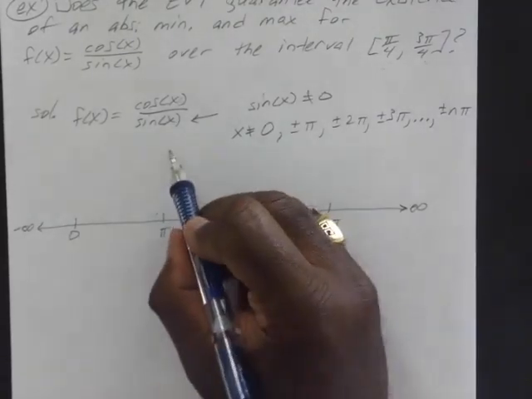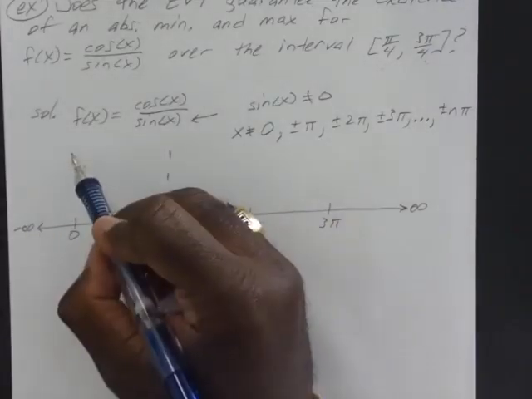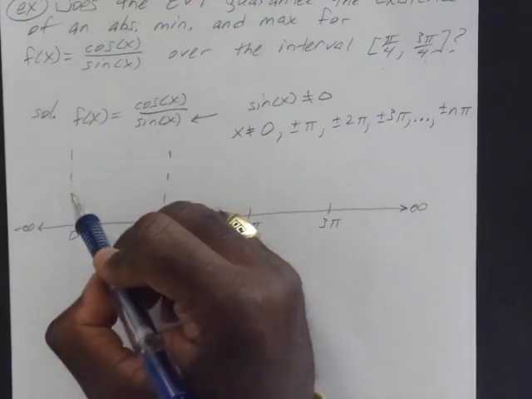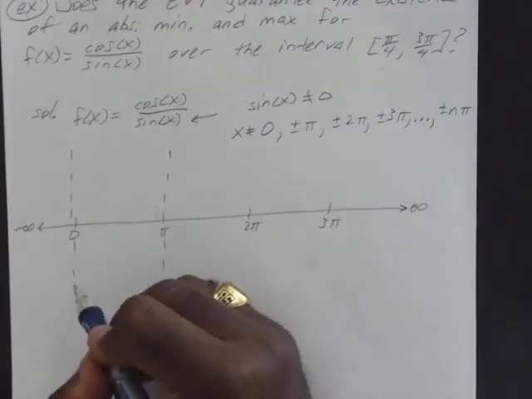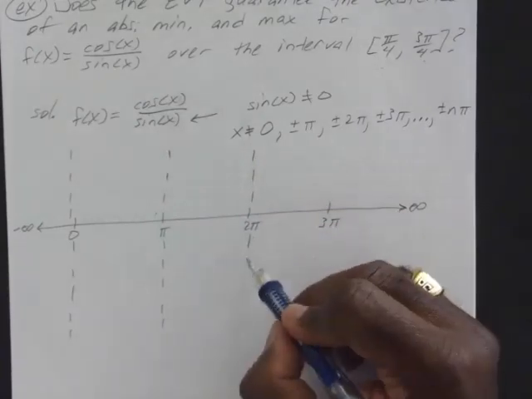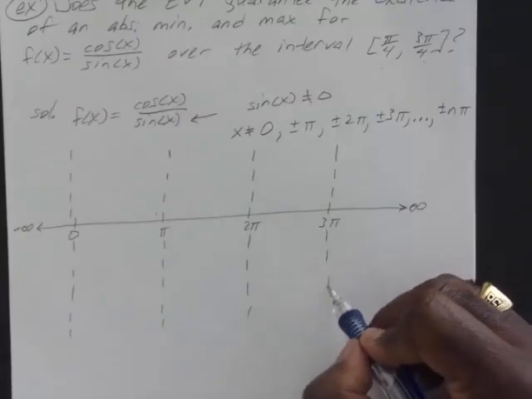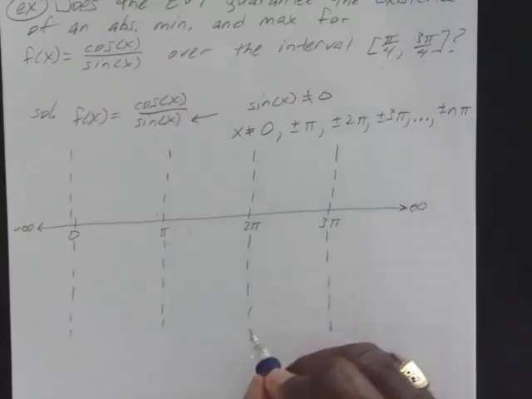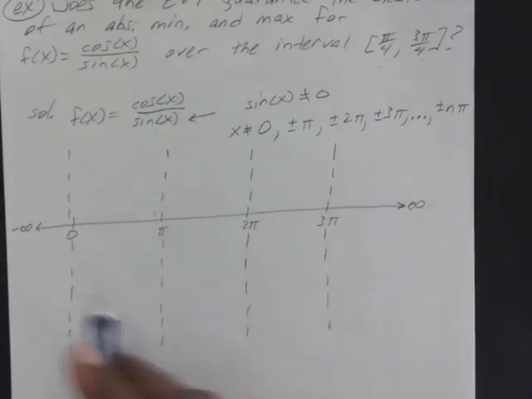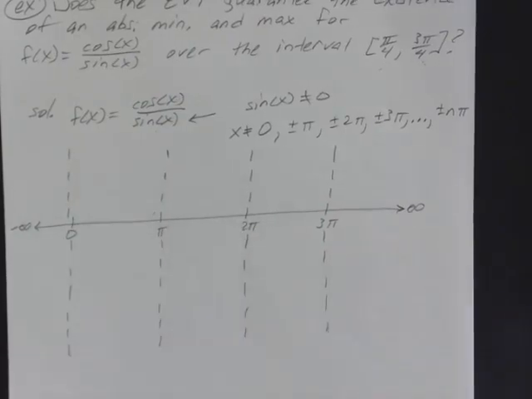So we know that x can't equal pi, so we'll draw a little vertical dotted line showing that's off limits. It can't equal 0, so we'll draw a little vertical dotted line through there. It can't equal 2 pi, and it can't equal 3 pi. So those are the undefined values just on our little graph. But anywhere between there is perfectly fine. It's defined everywhere.